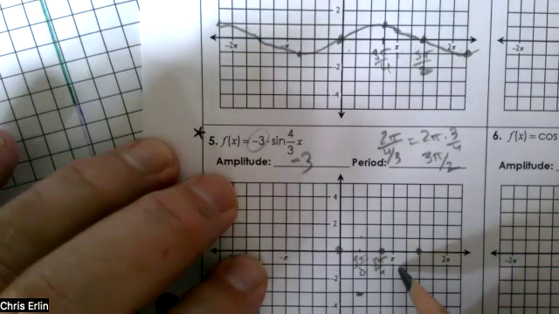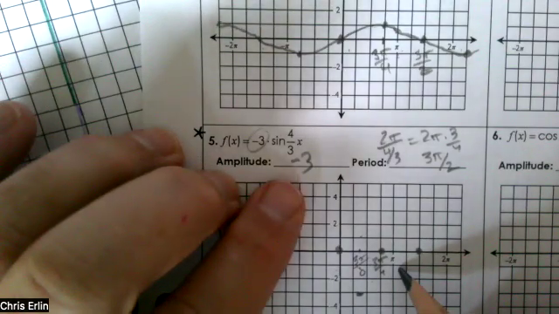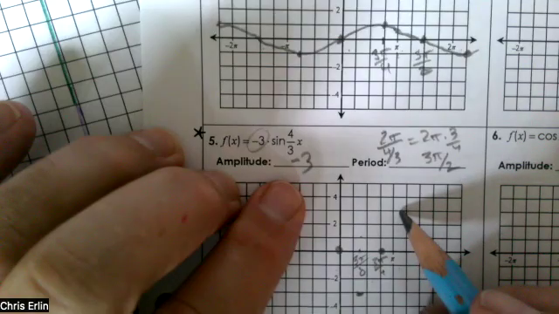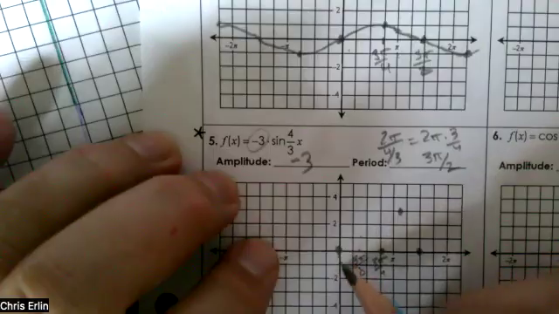And here I would normally go down 1, but if I multiply -1 times -3, I get +3. So I'm going to go up here to +3. And I see my curve.